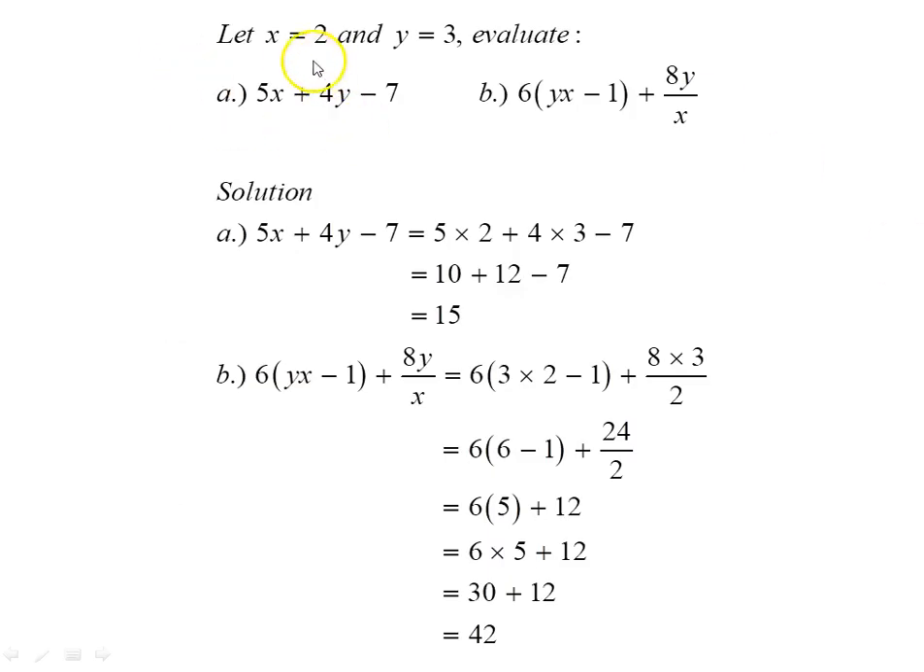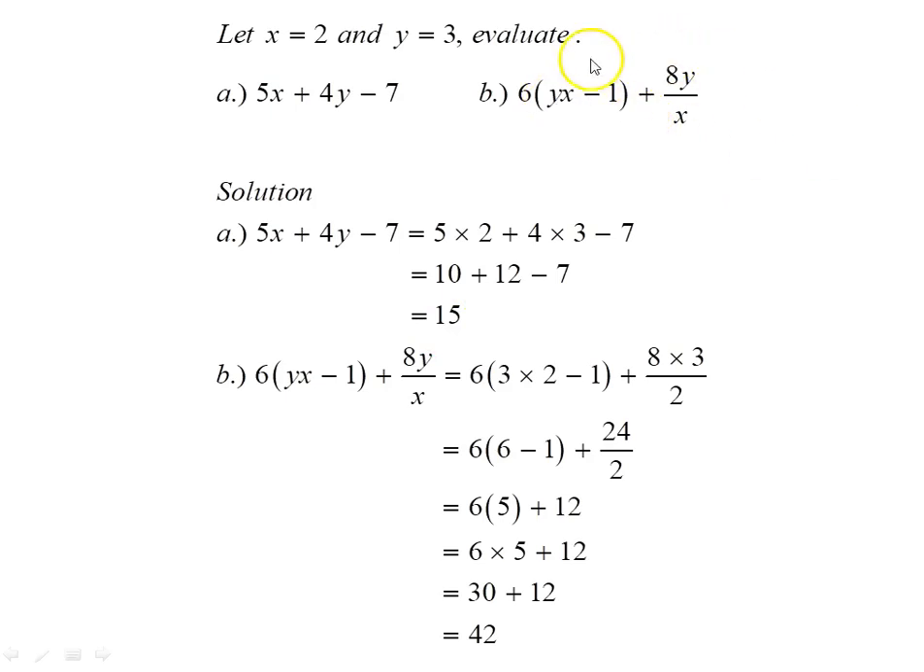Another example here, we're going to let x equals 2 and y equals 3, and then there are two questions here where we want to evaluate two expressions. The first expression, 5x plus 4y minus 7, gives us 5 times 2 plus 4 times 3 minus 7 equals 10 plus 12 minus 7 equals 15.